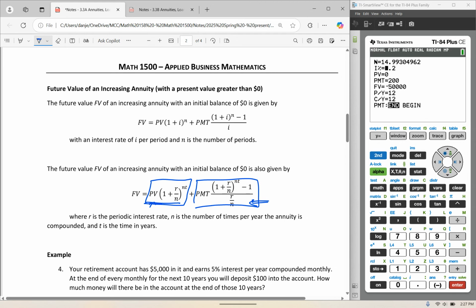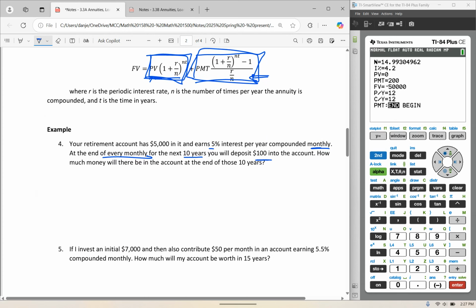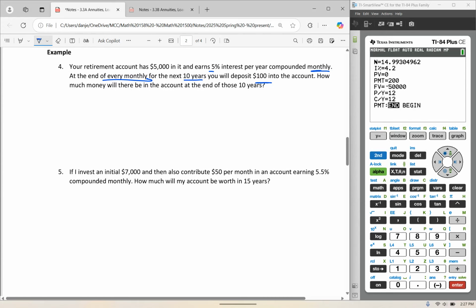But if I look at example 4, my retirement account currently has $5,000. So I would be using this first part to say, if that $5,000 in my account is earning 5% interest per year compounded monthly, I could figure out what that's going to be worth. Or if at the end of every month for the next 10 years I deposit $100 into the account, I would use the second part of that formula in order to find out what that portion will be worth. I can do it all together in one formula. Fortunately, the TVM solver will also handle that. It's only one slight adjustment.